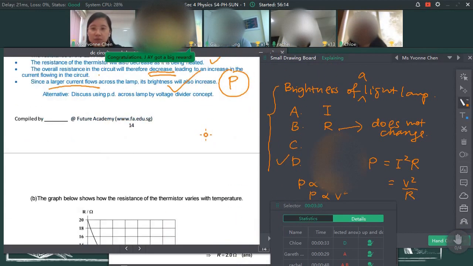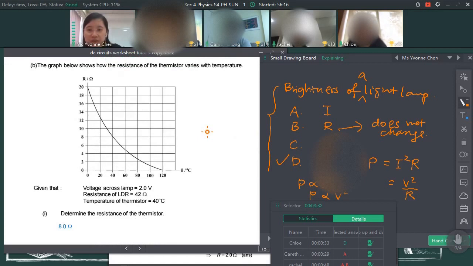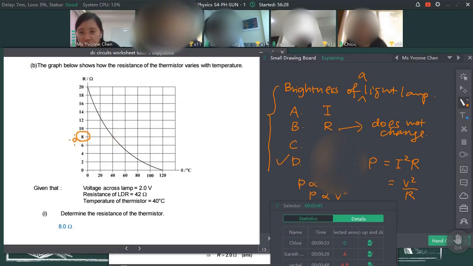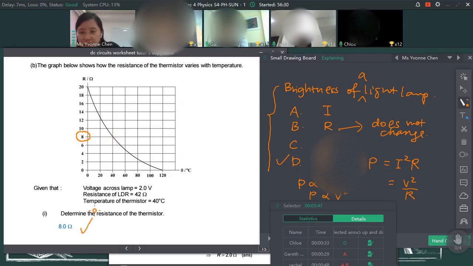Okay, let's move on to the next question. The next part: determine the resistance of the thermistor. I think it's not difficult, just that you need to make sure you read to half of the smallest division. I prefer to see 8.0 ohm rather than just 8.